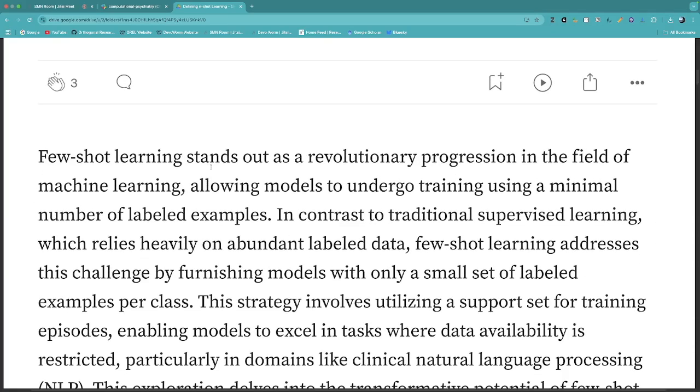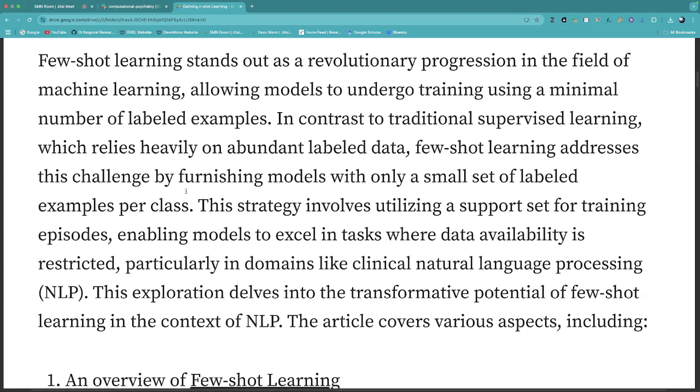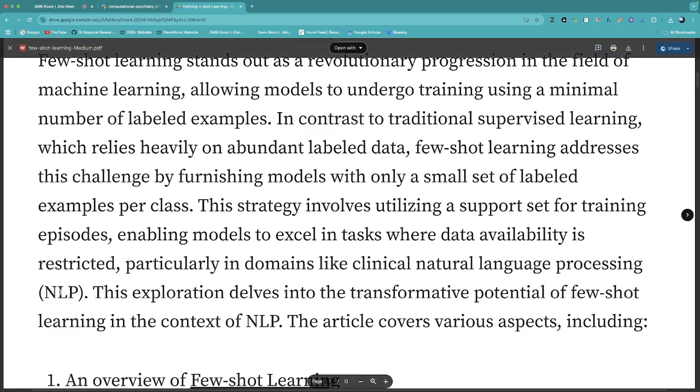few-shot learning. Specifically, few-shot learning stands out as a revolutionary progression in the field of machine learning, allowing models to undergo training using a minimal number of labeled examples. In contrast to traditional supervised learning, which relies heavily on abundantly labeled data, few-shot learning addresses this challenge by furnishing models with only a small set of labeled examples per class. This strategy involves utilizing a support set for training episodes, enabling models to excel in tasks where data availability is restricted, particularly in domains like clinical natural language processing, or NLP, clinical NLP.